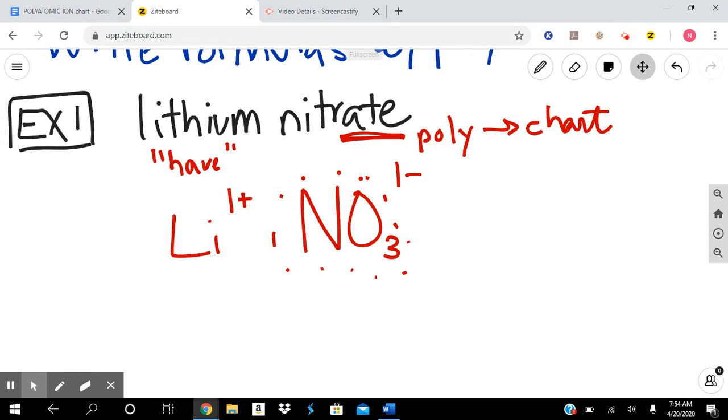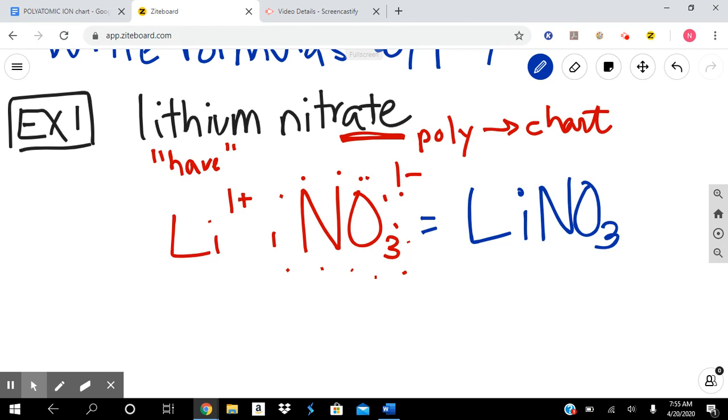Make this easy on yourself. Look at it. What are the charges? Are they the same? Yeah, it's 1 and 1. So what do we do when the charges are the same? Well, we drop the charges and we copy down the ions. So I can't get rid of that 3. It has to come along, okay? Or else it ceases to be nitrate. So the process has not changed. Don't make this difficult on yourself. Let it be easy.